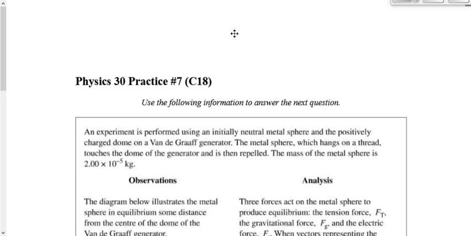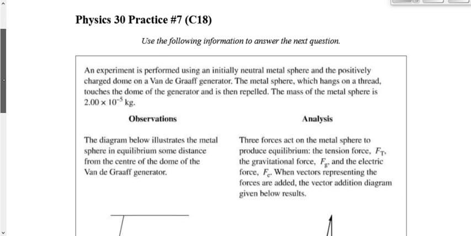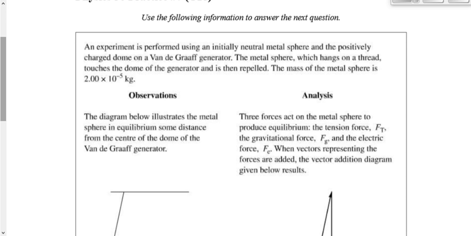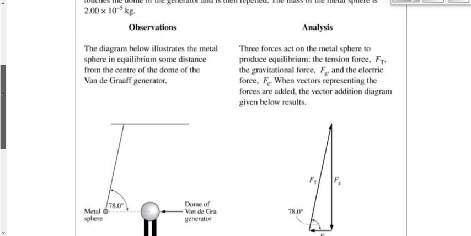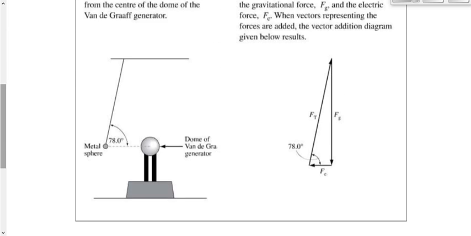Last night our homework was practice question set number 7 that I want to go over here right now. The first question deals with all this information about a Van de Graaff generator, including the mass of a metal sphere that looks like it's being repelled by the Van de Graaff generator, an angle, and some forces of a vector diagram, and so on. Lots of stuff, right? You should read through this stuff.